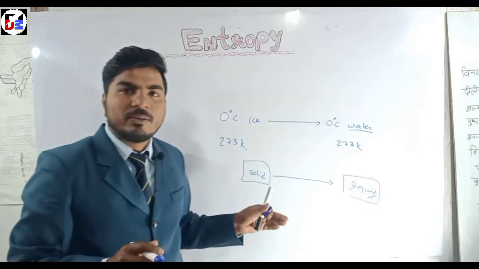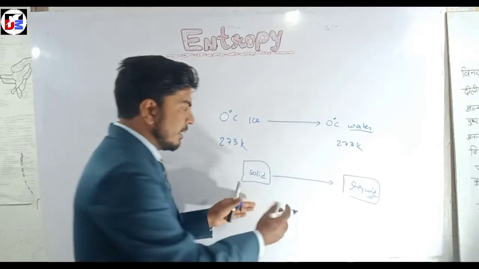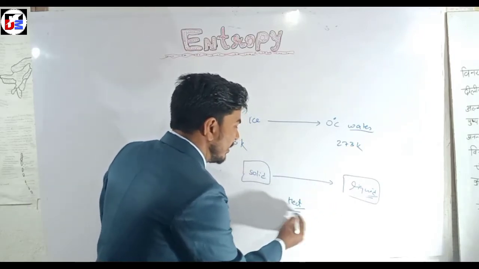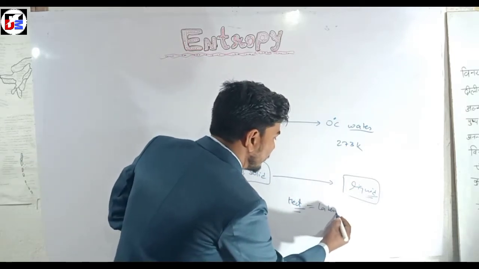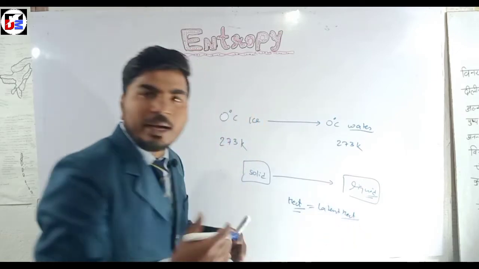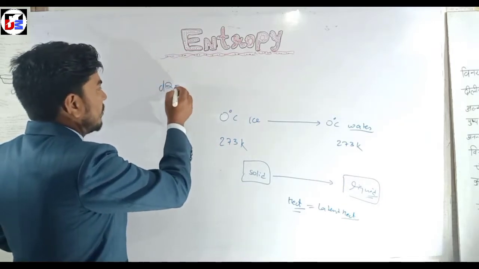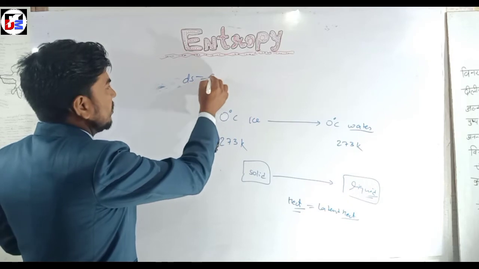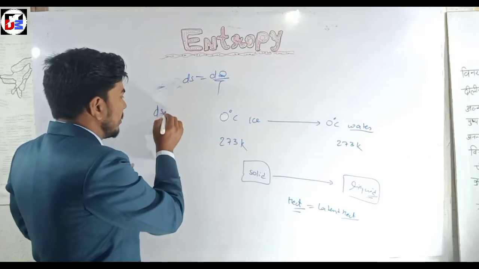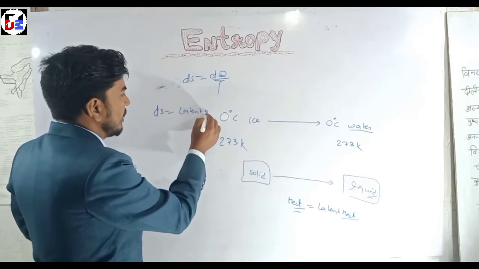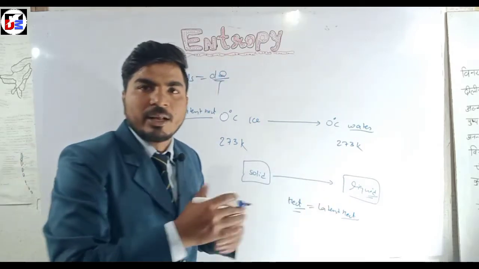So I ask you, what is the entropy change in the phase transformation? There is heat, and this heat is called latent heat. If I ask you the change of entropy, then you can say dS is equal to dQ by T, and this dQ is latent heat. That means dS is equal to latent heat upon the temperature at which phase transformation occurs.